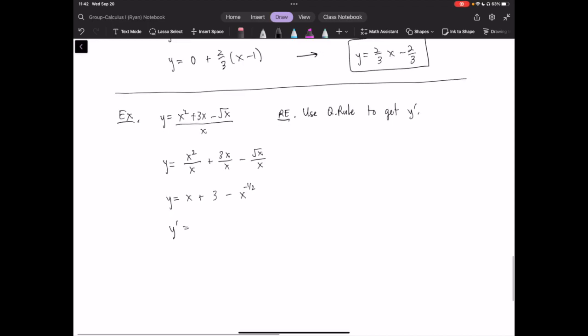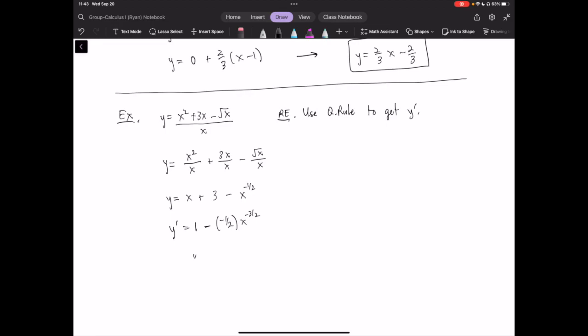So y prime is going to equal the derivative of x, which is 1. The derivative of 3 is 0, so that's gone. And then minus the derivative of x to the minus 1/2, which is a minus 1/2 times x to the new power. I have to subtract 1, so that's going to leave me with a minus 3/2 power.